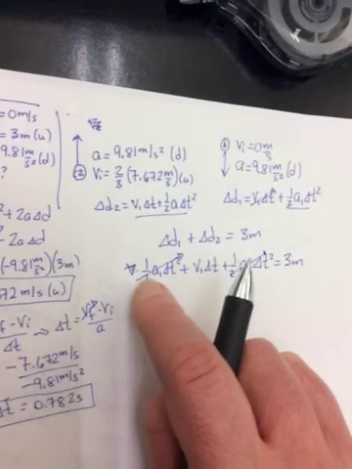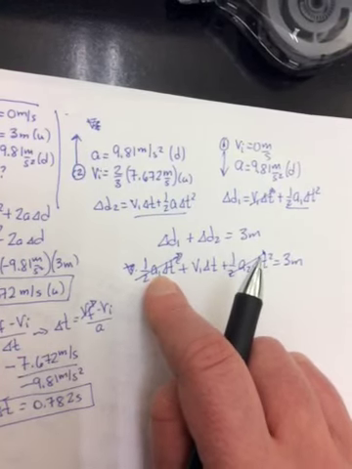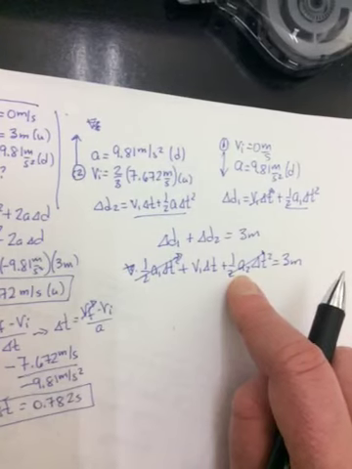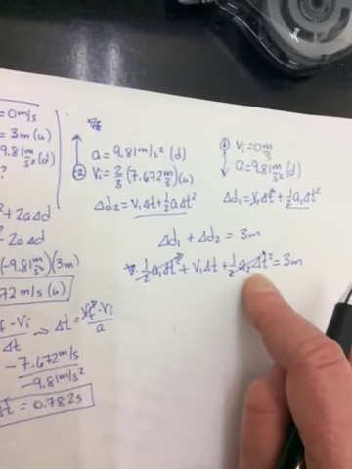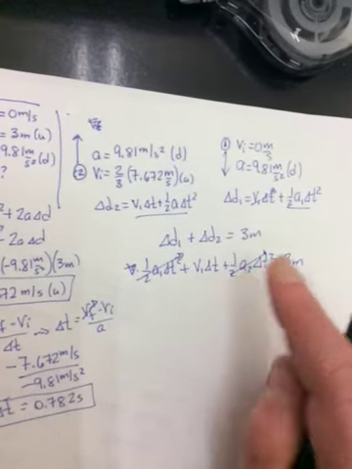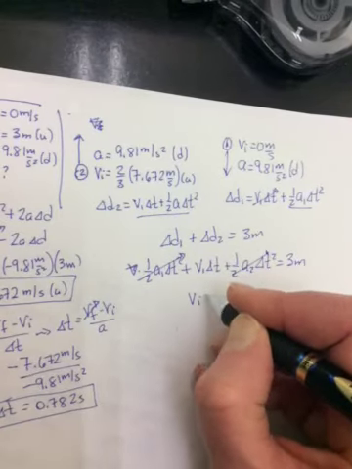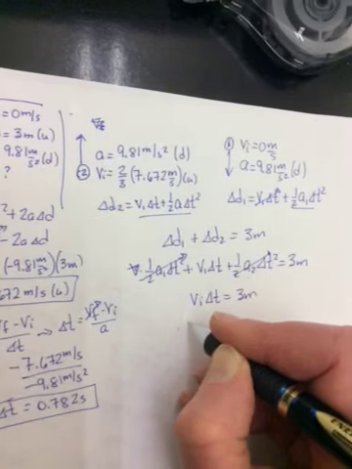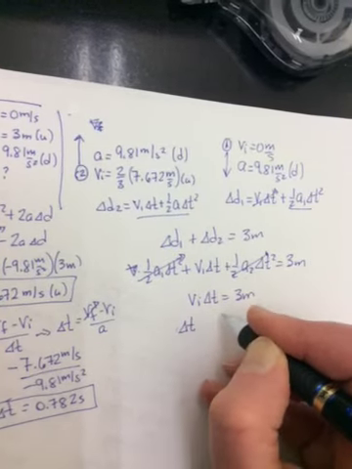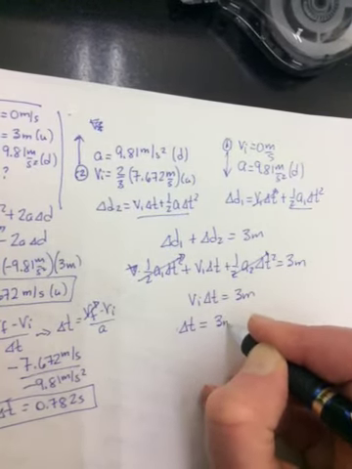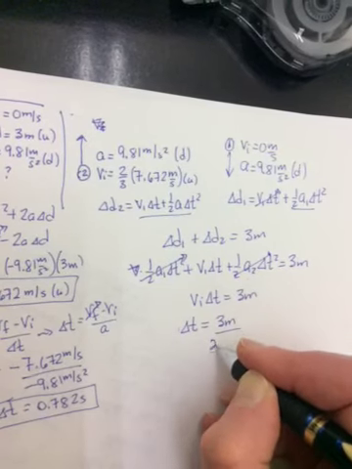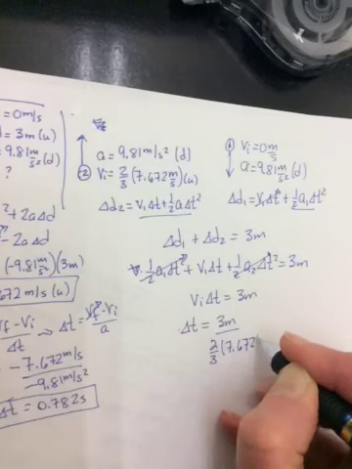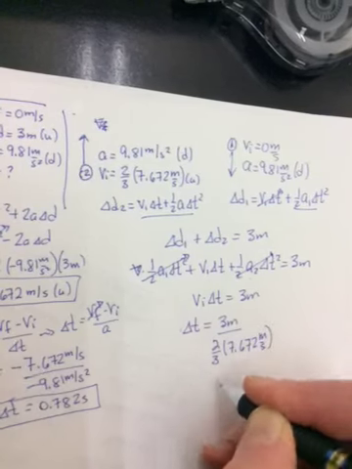Right? Because it'll be 1/2 positive 9.81 times the T squared, and we don't know the T, and this will be 1/2 times negative 9.81 times the same T squared. So all we're going to be left with is VI delta T is equal to 3 meters, and we're trying to find delta T. So it'll be 3 meters over that 2/3 of 7.672 that I never did find in my calculator.